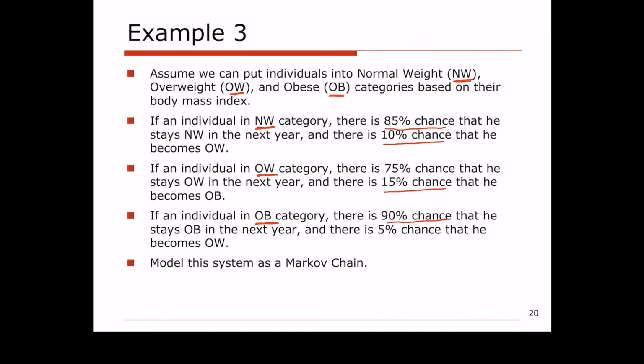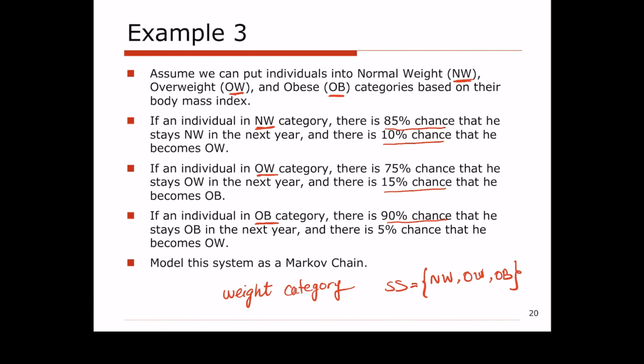And we want to see if we can model this system as a Markov chain or as a stochastic process. So obviously, first, read the problem carefully. Second, find out the characteristic of interest that we want to monitor, or in other words, the state of the system. So here, the state of the system is going to be weight category. What are the possible values for the state of the system, or in other words, our state space? Those are normal weight, overweight, and obese categories.